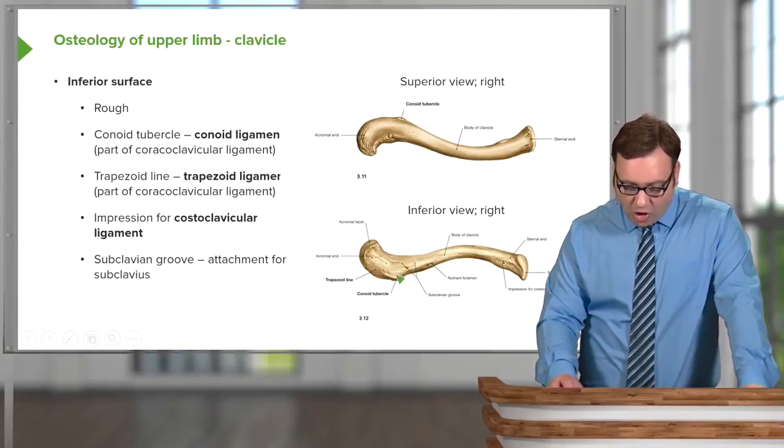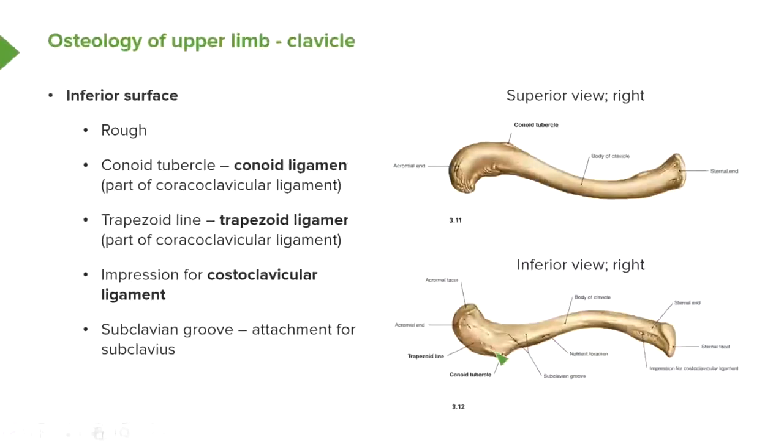And here we can name a few of them. We have what's known as the conoid tubercle. We've got this tubercle here. This is by the acromial end, and we've got the conoid tubercle. This is part of the coracoclavicular ligament, which we'll talk about in more detail later on, an important stabilizing ligament of the shoulder.